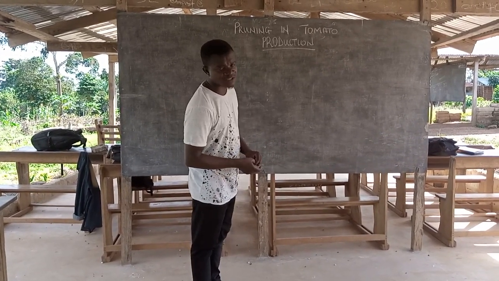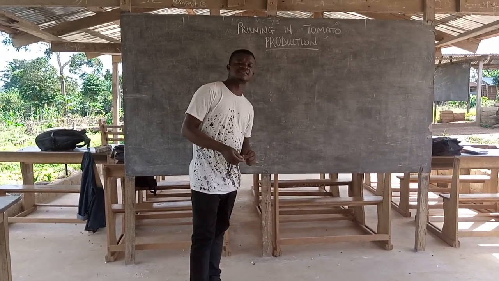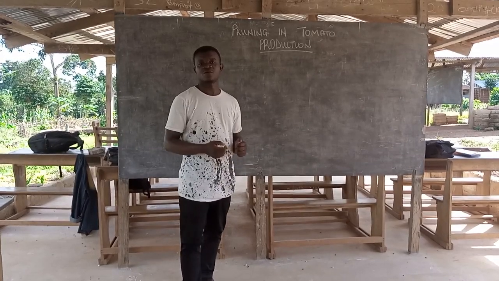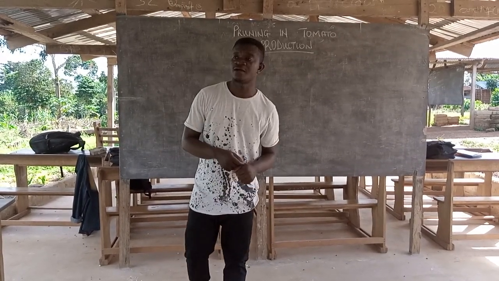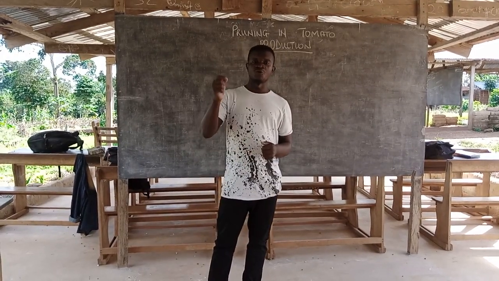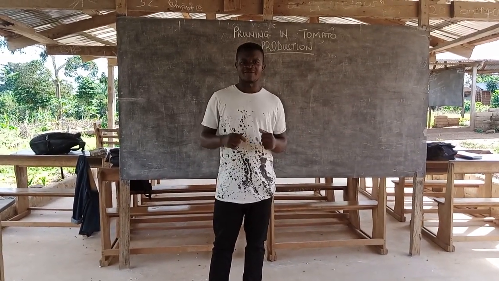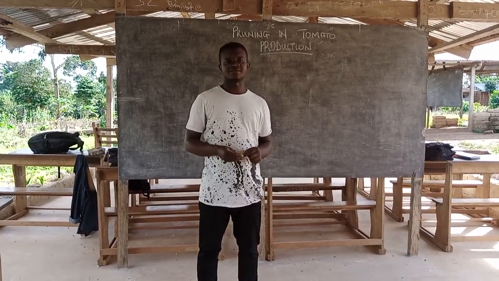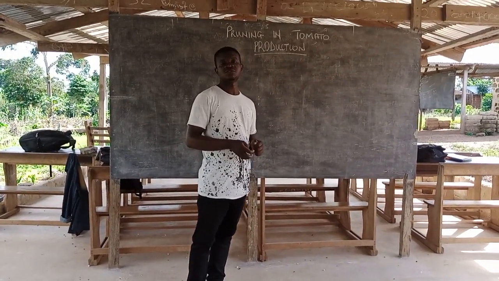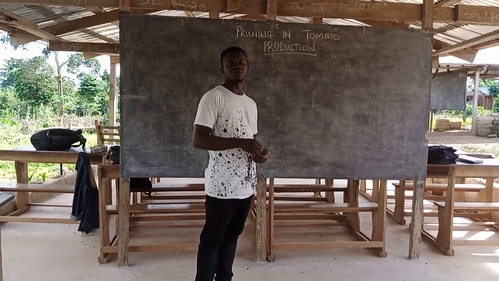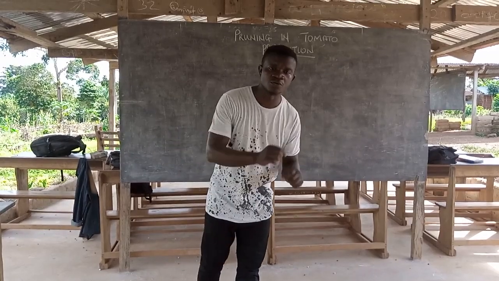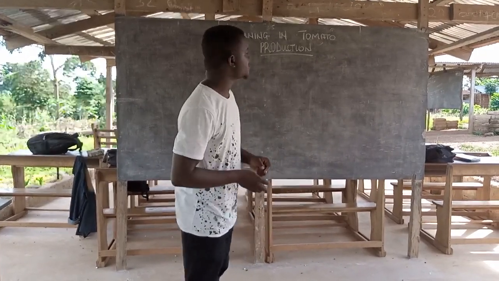Now, to go into tomato production, there are certain things that you need to take into consideration. Sometimes one may not necessarily be a farmer, but at least tomato is one of the crops that you can produce in your own environment. For instance, if you are at home, you can produce your own tomato at your backyard using simple methods or principles.